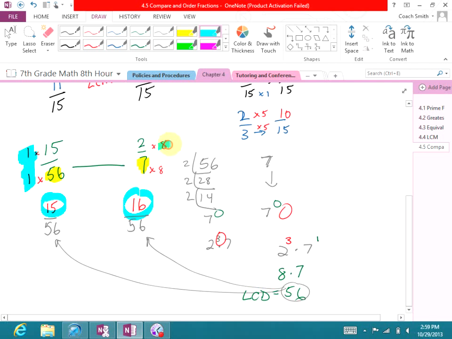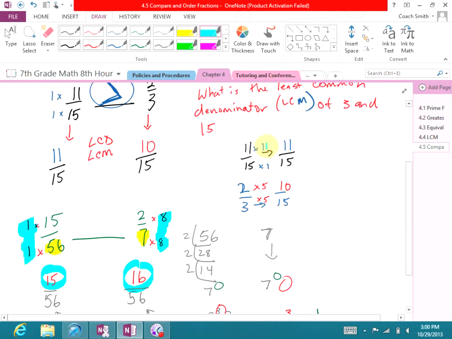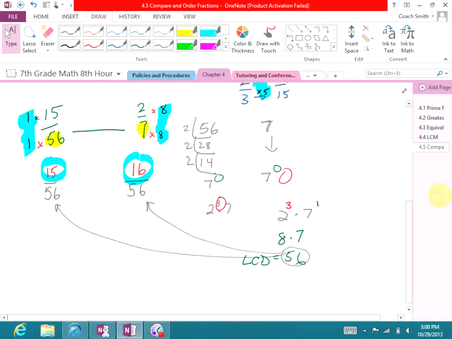Just like over here, it was 8 over 8. Okay, up here, it was 1 over 1. Right here, it was 5 over 5. Okay, so that has to be equal to 1. So I do the same thing, whatever I did here, I must also do there. If I don't, then it's not the same fraction. It's a totally different fraction.